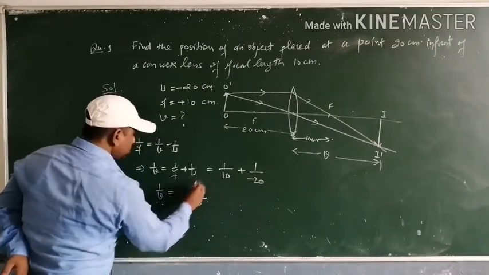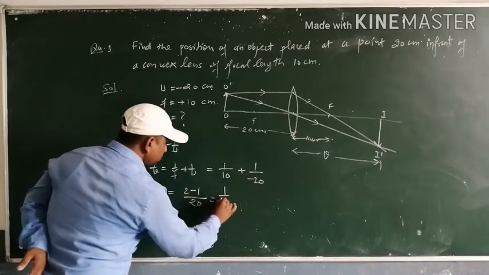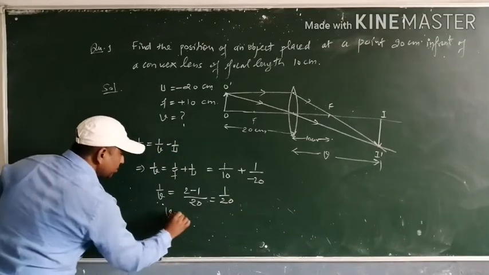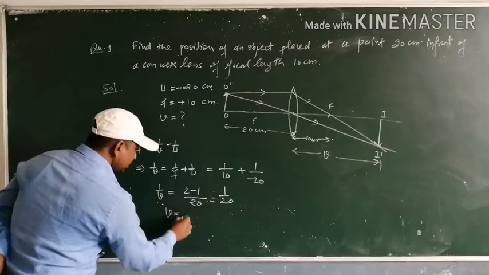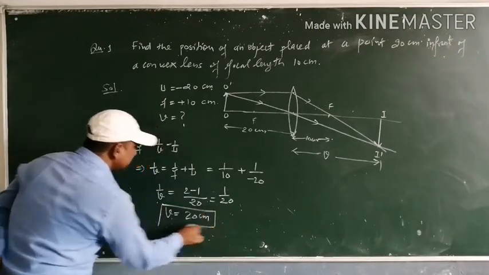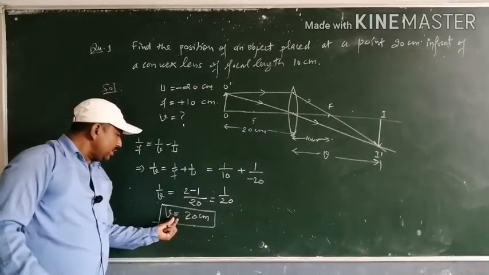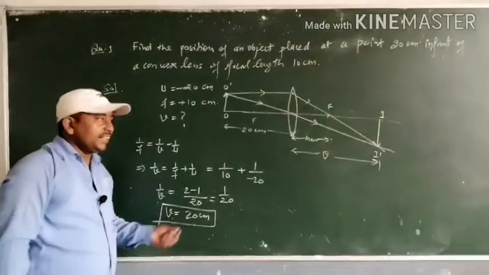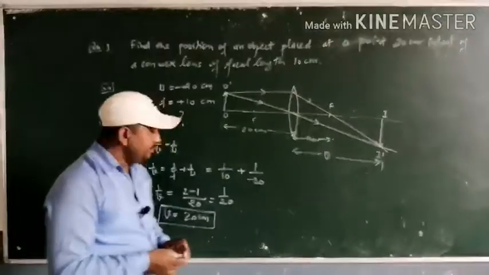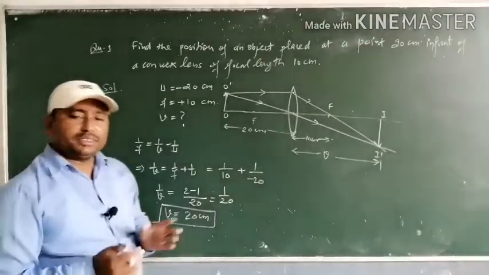If we solve this, we get 1 upon V equals (2 minus 1) upon 20, which is 1 by 20. If we reverse this, we get V equals positive 20 centimeter. So the image distance will be 20 centimeter. Since we obtain a positive sign, the image will form on the right side of the lens. Okay, this is all about the lens formula and the numerical based on this.